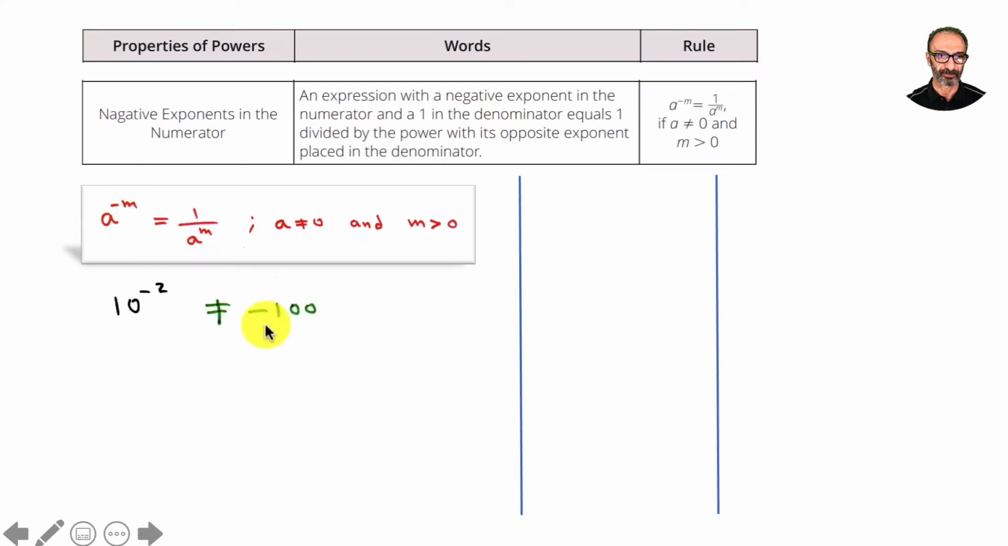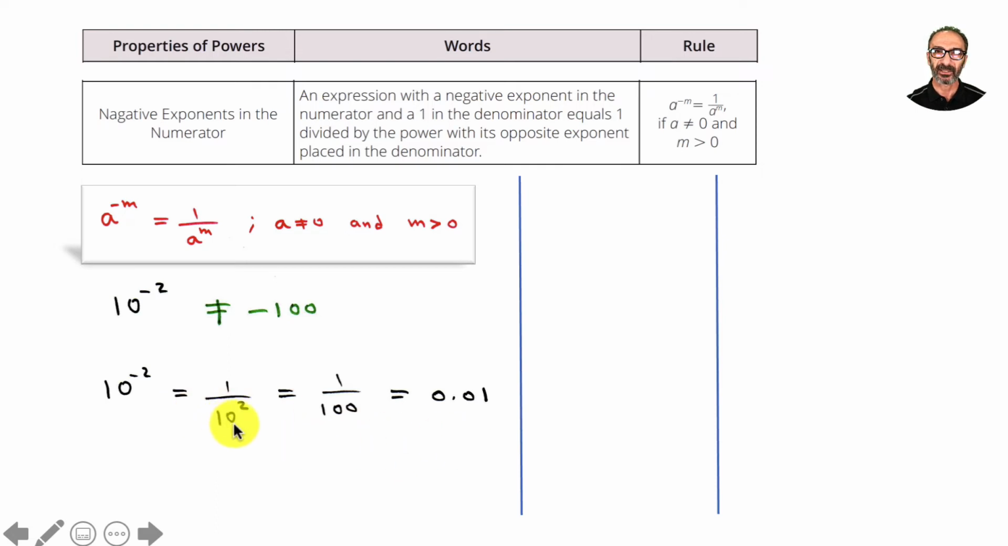Here's an example. 10 to the power negative 2. If it's a multiple choice, students sometimes make mistakes and pick negative 100. They think that 10 to the power 2 is 100, so 10 to the power negative 2 will be negative 100, which is not true. 10 to the power negative 2 is, according to this rule, 1 over 10 to the power 2, which is 1 over 100, which is 0.01.